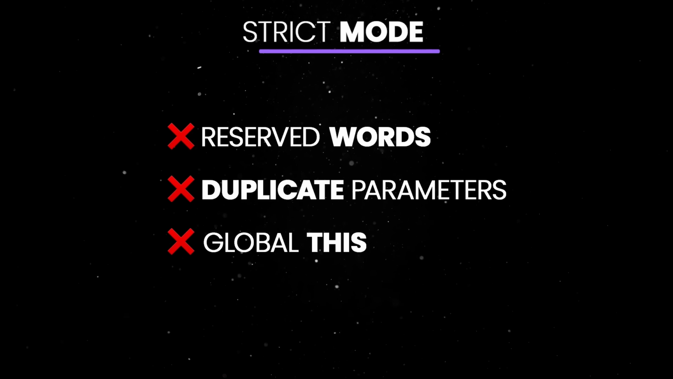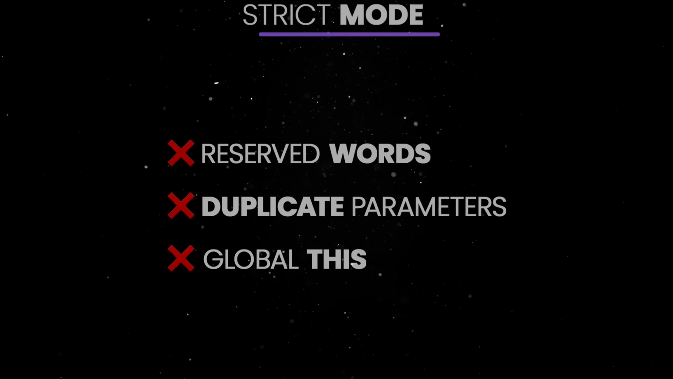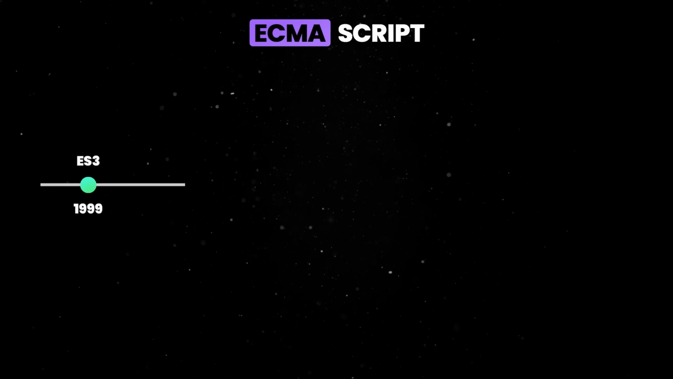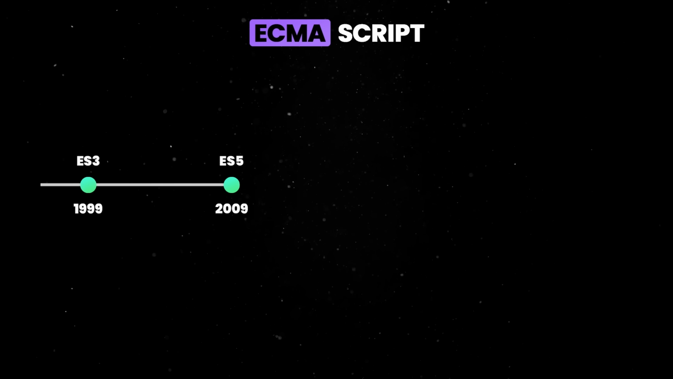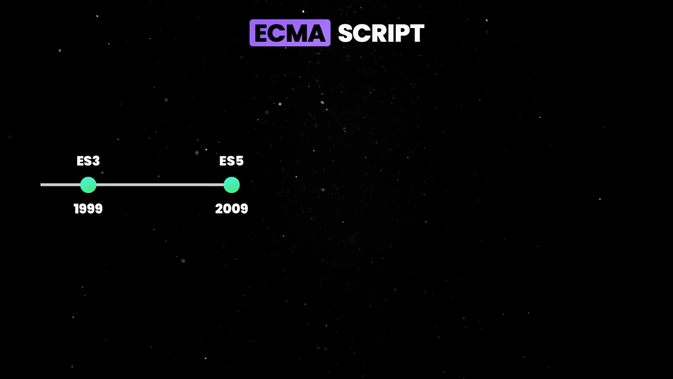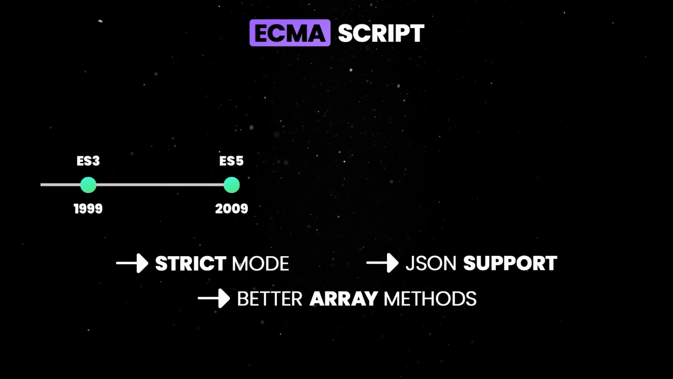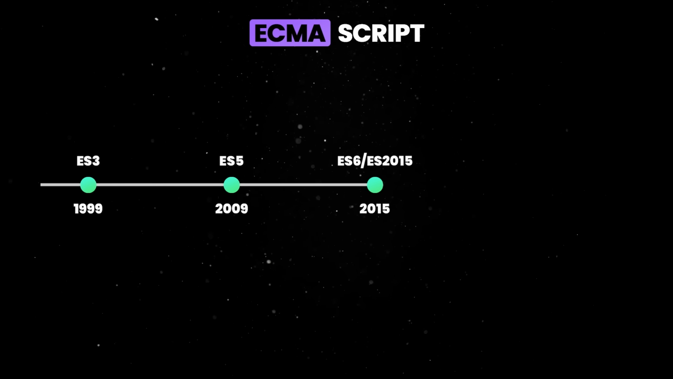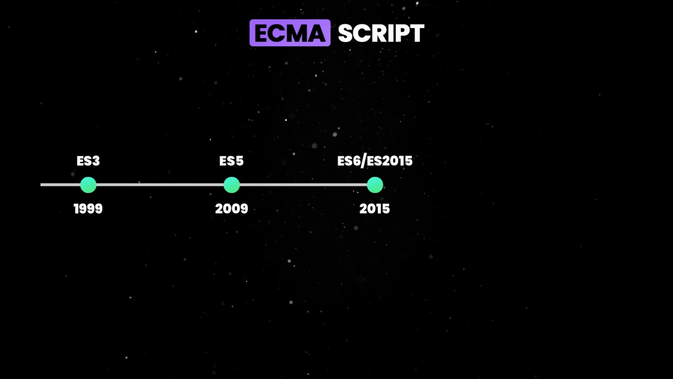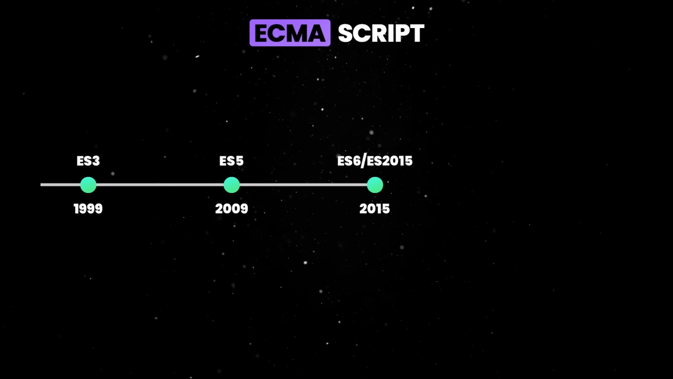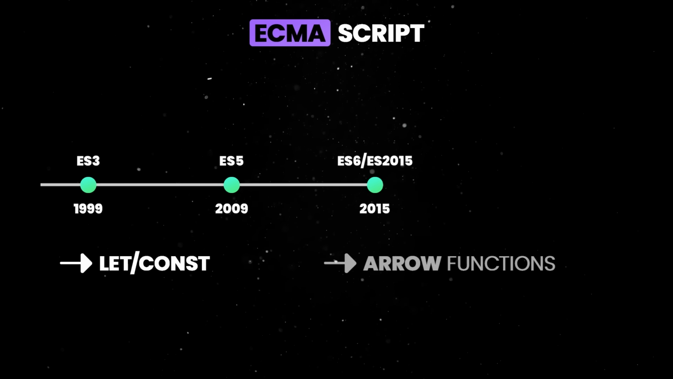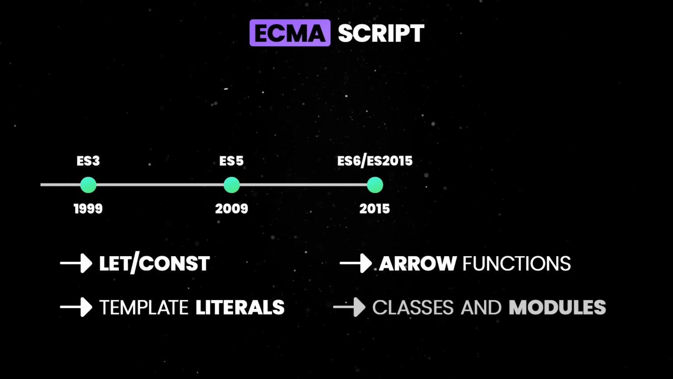Originally, JavaScript had irregular updates. The first few versions were released quickly, but after ES3, there was a long gap before ES5. As we already saw, ES5 introduced several important improvements like strict mode, JSON support, and better array methods. Then came ES6, also known as ECMAScript 2015, which was the biggest update in JavaScript's history. It introduced let and const, arrow functions, template literals, classes, and modules.